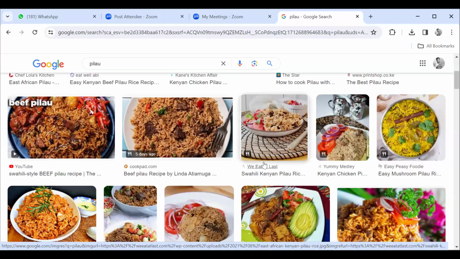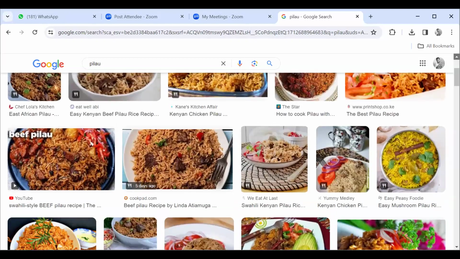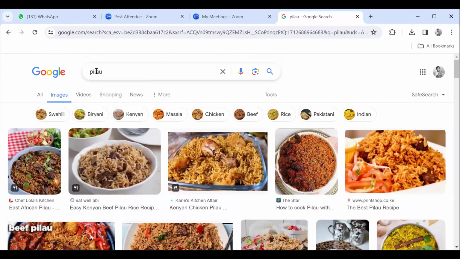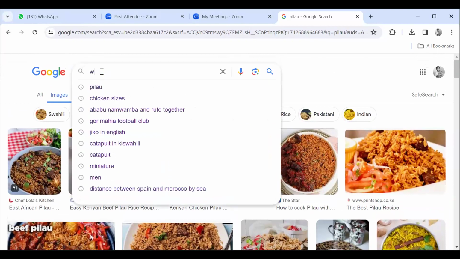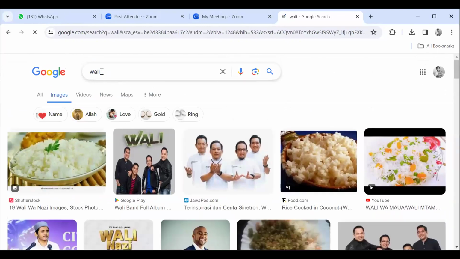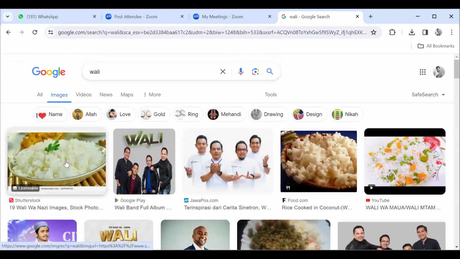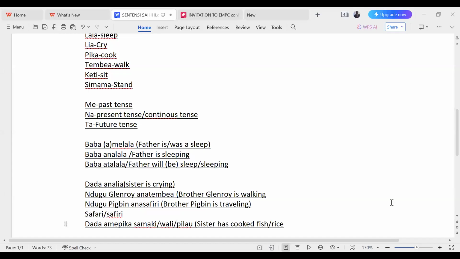Okay. So basically, this is the pilau, which is a rice, but not in the main category of rice. The other rice, which we said wali, is a pure rice, which is cooked rice. So wali can be this plain rice. So you can mention that, for example, you can say, Dada amepika pilau, or Dada amepika wali, or Dada amepika anything else you can be mentioning as a part of what Dada has cooked. So it would be Dada amepika samaki, or Dada amepika wali, or Dada amepika pilau.